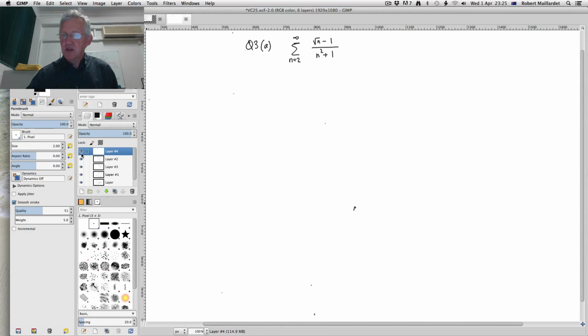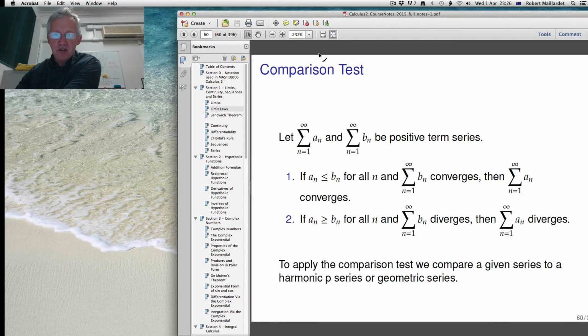And we need to use the comparison test. So we're being asked to tell whether this series, summing up these terms, is convergent or divergent. And we're going to have to use the comparison test.